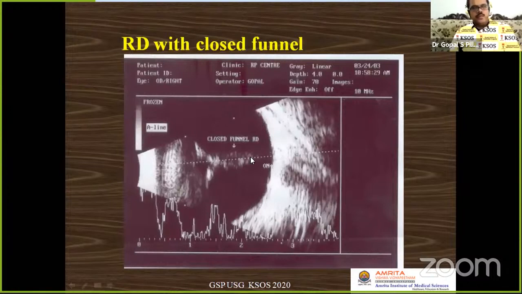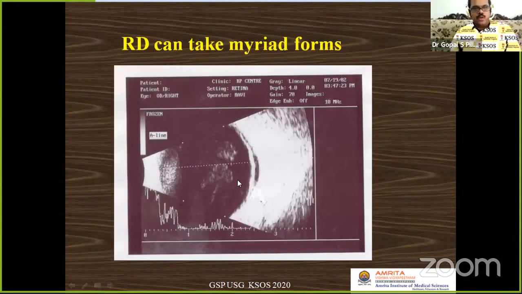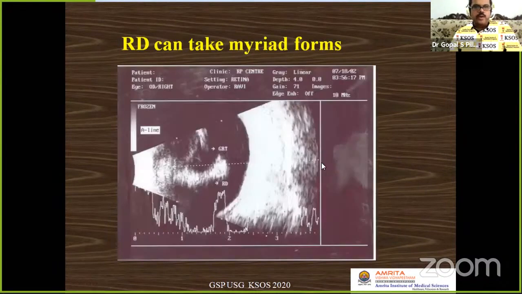Okay, again, this is a retinal detachment with a closed funnel. RD can take myriad forms. This is a cyst within a retinal detachment. You can see that this is not taken through the optic nerve. So any area of the eye can be imaged, and a myriad of forms can be produced because of that. Okay, so these are all, you can see here, the retina is slightly elevated. A shallow retinal detachment is there. Here it is a GRT which is crumpled down in one particular area.